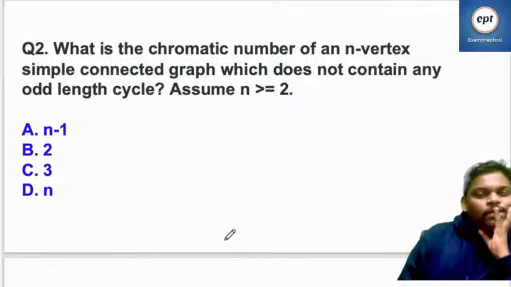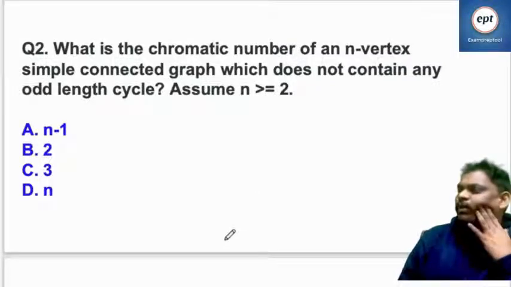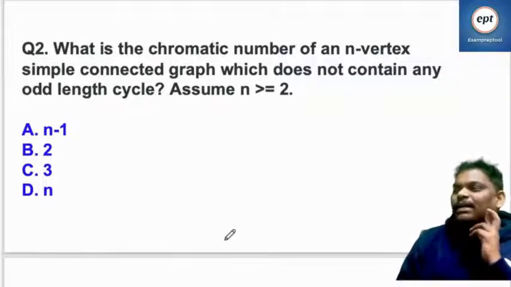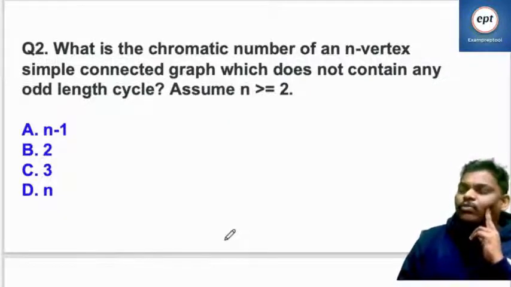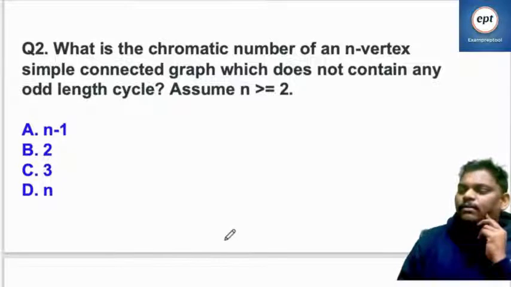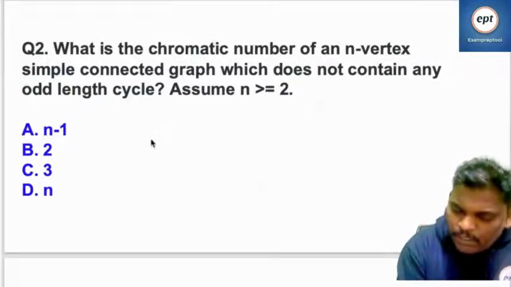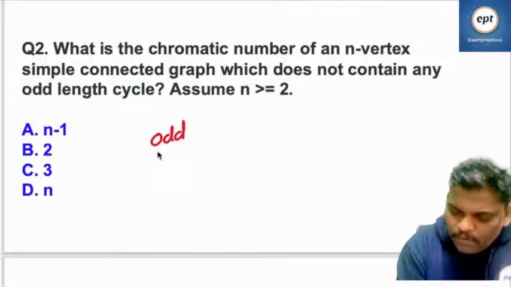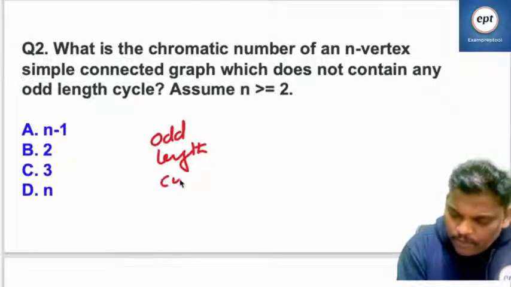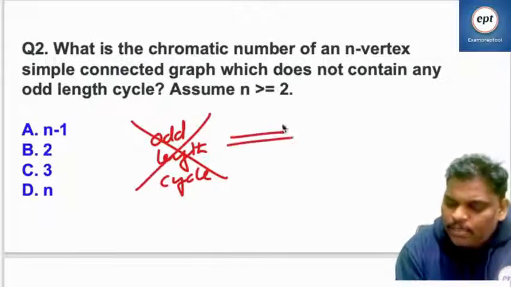Chromatic number of an n-vertex simple connected graph which does not contain any odd length cycle. Remember everyone, any graph which doesn't have an odd length cycle is a bipartite graph. If any graph is bipartite, an odd length cycle does not exist. This is true in both directions. So I am repeating now: if an odd length cycle does not exist, then it is a bipartite.